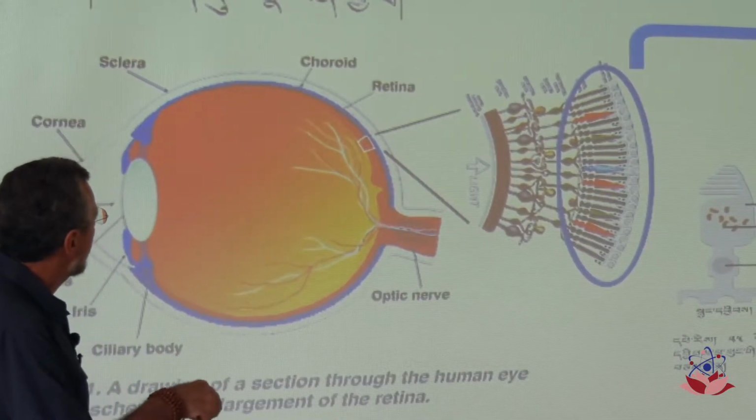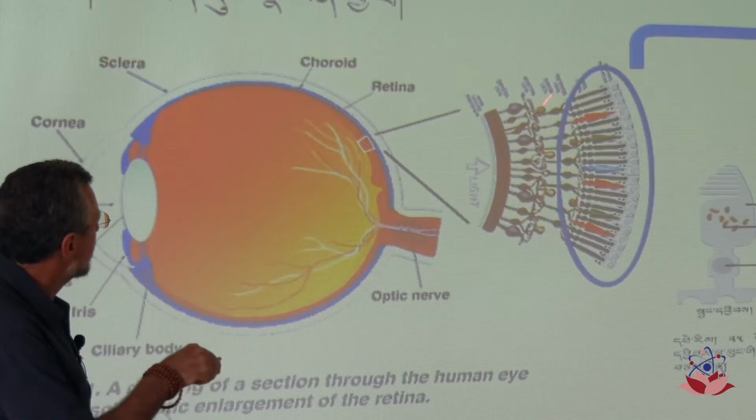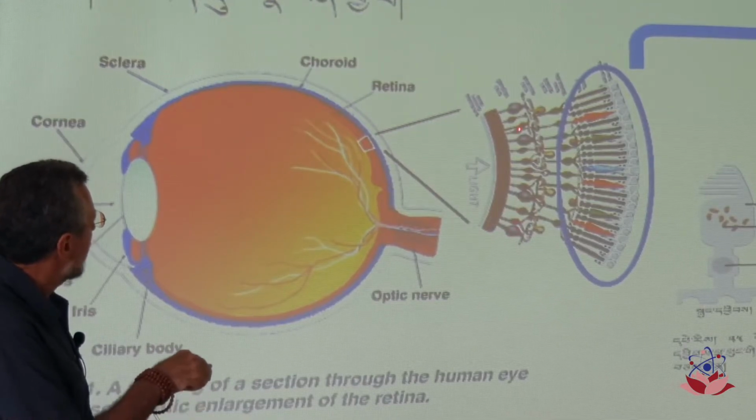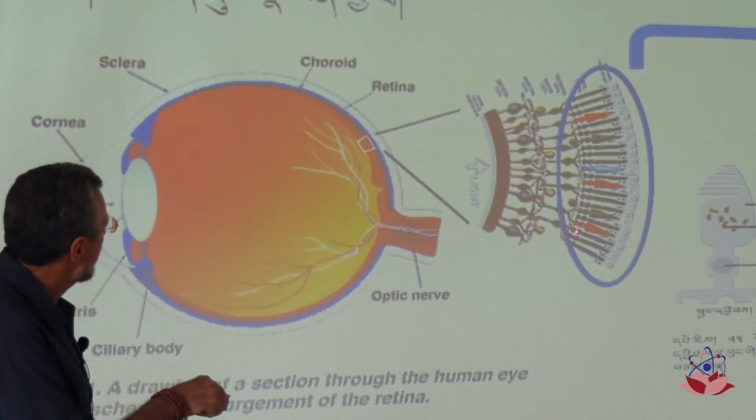The retinal ganglion cells gather all of the information from these other cells, and their axons project into the brain.